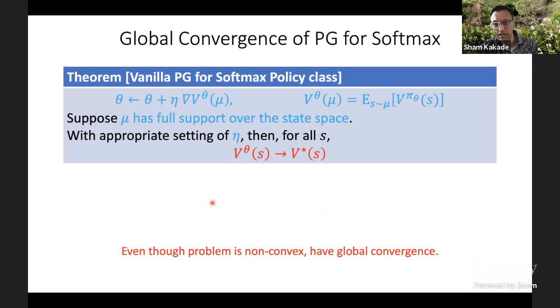Okay, so the first claim is if you just do straight up vanilla gradient descent over this policy class, and you have the condition that this measure, so now we're not going to optimize just from S0, we're going to have a starting state distribution that has support everywhere, then you will asymptotically get convergence. Okay, and it isn't convex, but in the limit you'll get convergence.